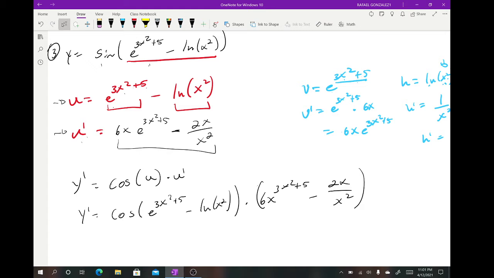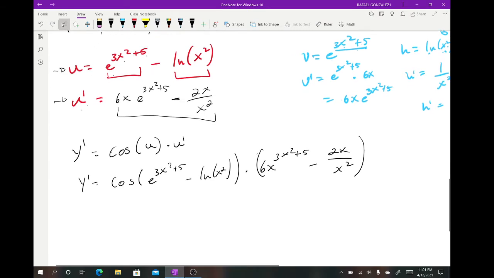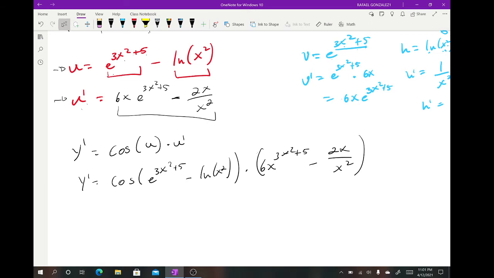Again, this is a much more complicated problem than what you will have for the exam. But this gets the point across, I think, because here we use the chain rule about 3 times.